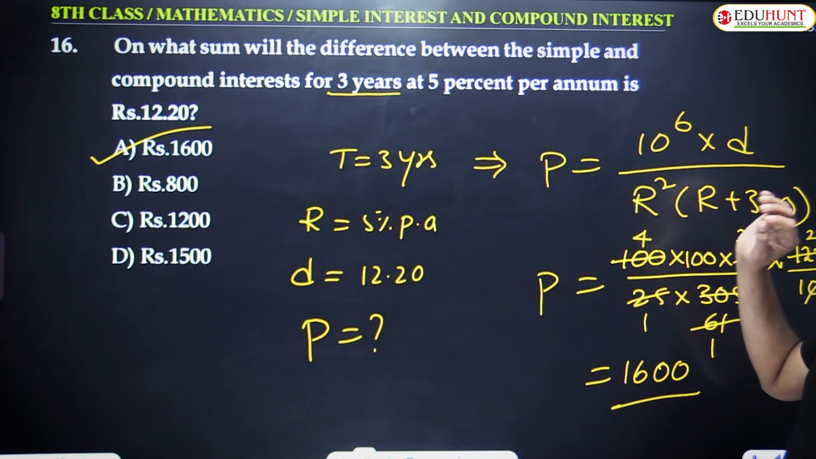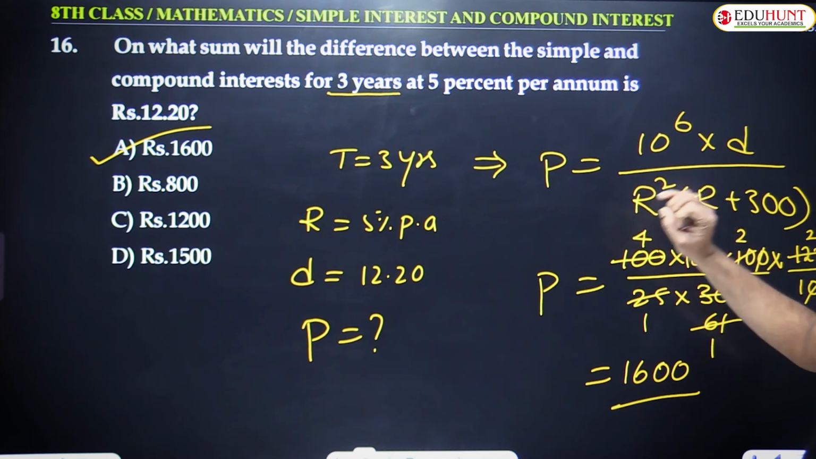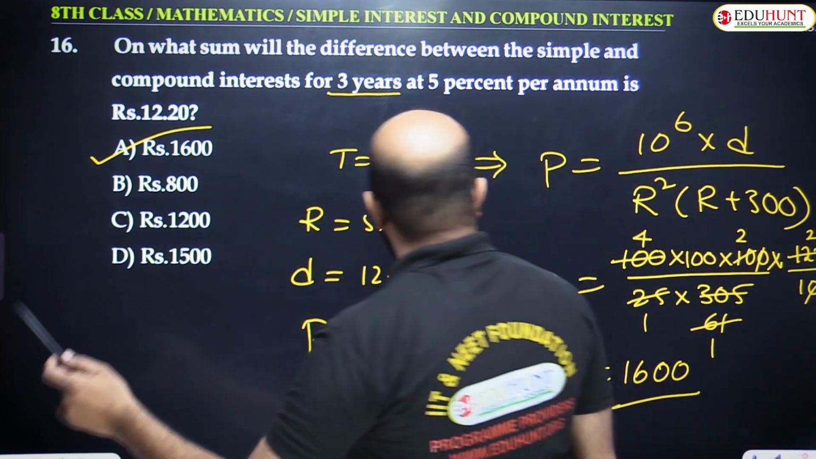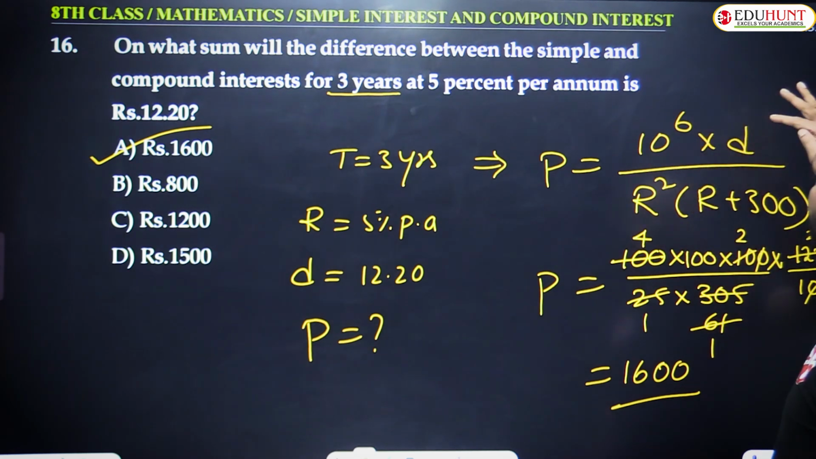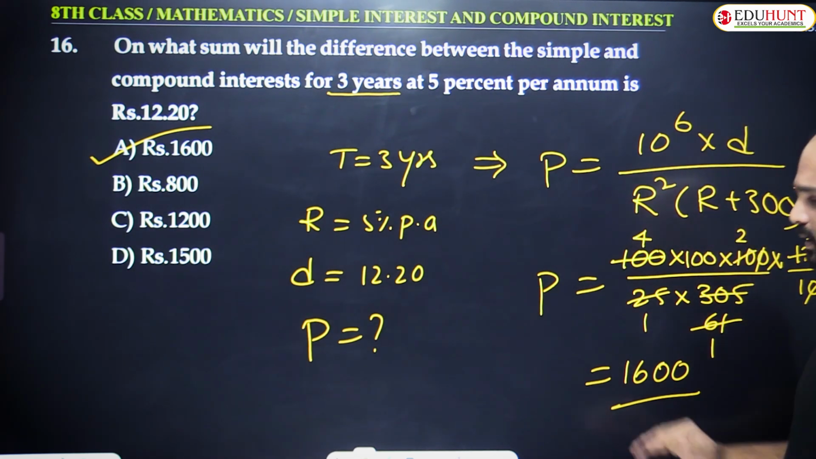So if it is mentioned C and SI, the difference between C and SI for 2 years, the formula is P equal to 10 power 4 into D by R square. What is the 3 years formula? 10 power 6 into D by R square into R plus 300. This is the formula method.